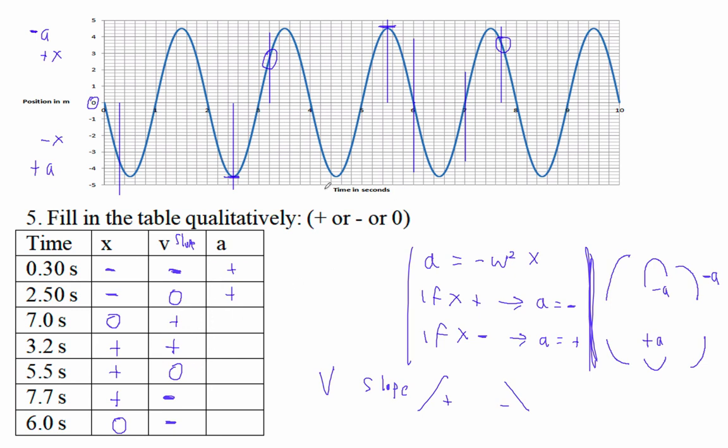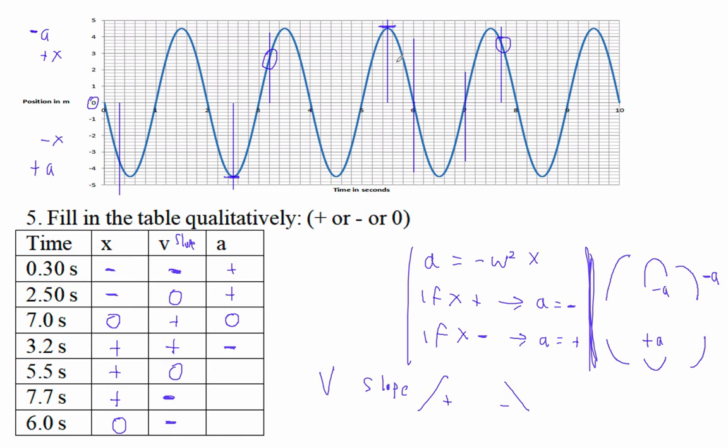Okay, let's see, 7 seconds. Well, at 7 seconds, we're not displaced at all. We're moving at a maximum speed, but we're not accelerating because the spring is not distorted, right? So this is going to be a 0. Okay, it's 3.2 seconds. This is concave downward. Notice that the slope is getting less and less and less. Concave downward. We also know because it's a positive x, this would be a negative acceleration.